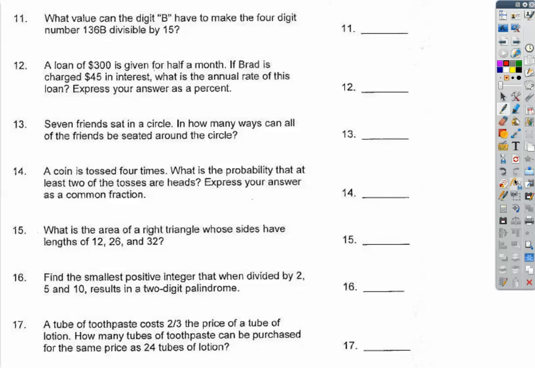So then 1 plus 3 is 4. 4 plus 6 is 10. 10 is not divisible by 3, because you add it there. Now if I add 5 to it, I get 15. So then it would be divisible by 3, and by 5. So B must be 5.